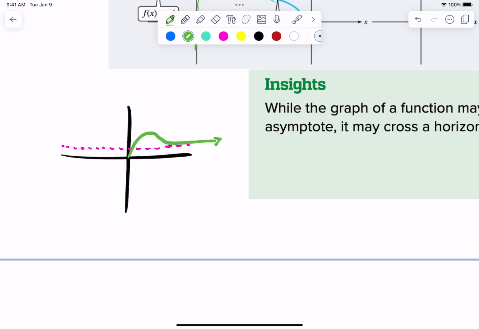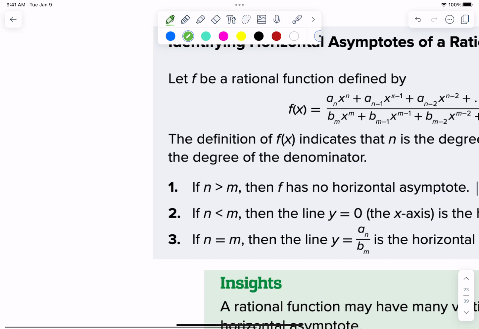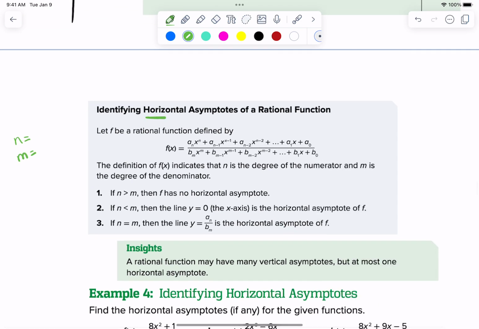Here is how you find the HA. There are 3 rules to it, and it has to do with N and M. Go to the top of the next page and write this down. We are on this part: horizontal asymptotes. These are the rules.